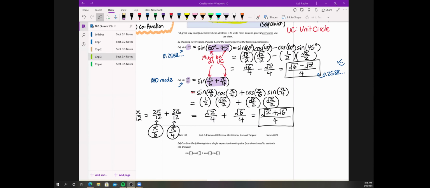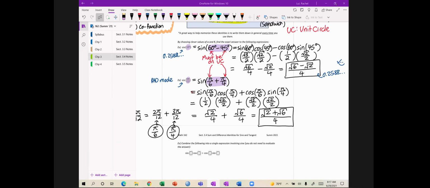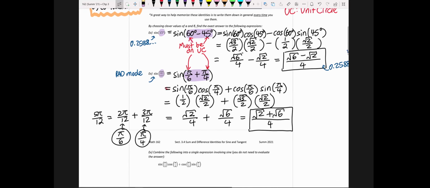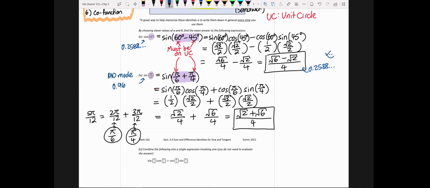That's right. Very good. Okay, it should be 0.9659... Great. 0.96. So this is just to check your answer. When you put in your answer, it should be equivalent, and it is. So that means your answer checks out.